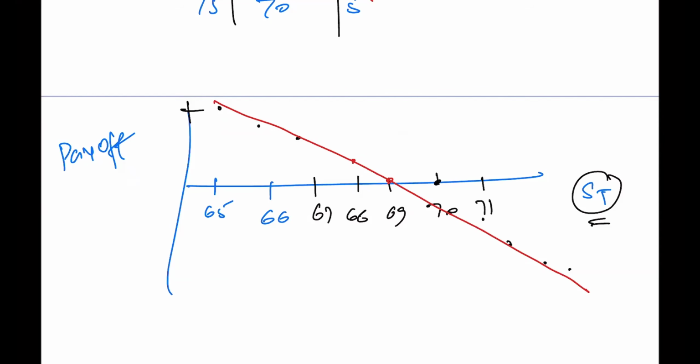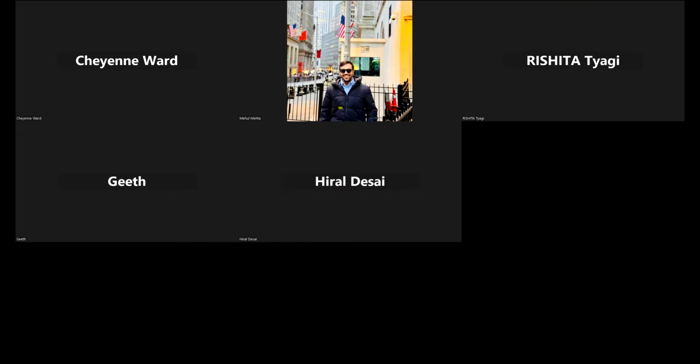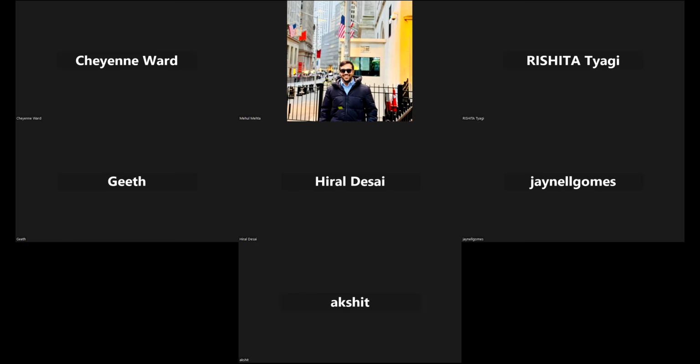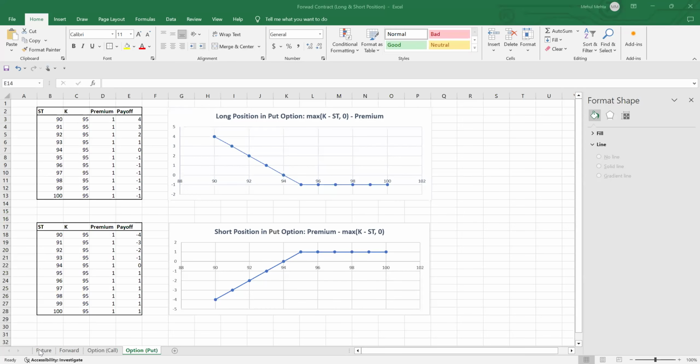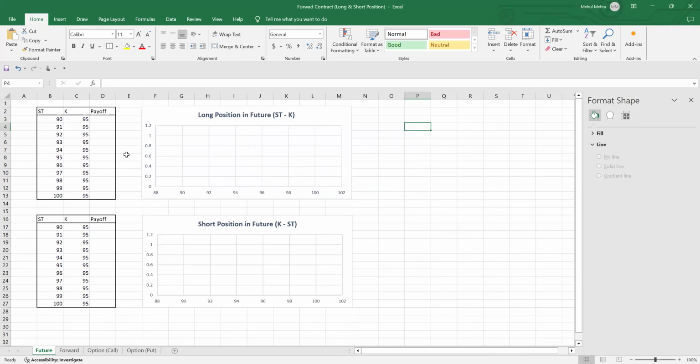Now let me show you a practical example in Excel. If someone asks you, can you basically plot an example of it? So let me share an Excel with you. Just let me know, can you see the screen?